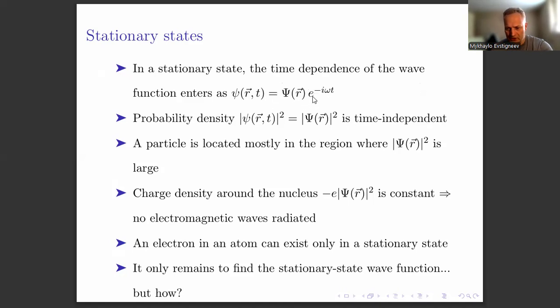So the total position and time dependent wave function is the product of the position dependent part, which I write as capital psi, and it is a function of position r. And the time dependence enters in the form of this exponential to the negative i omega t. The modulus squared of this wave function is just the position dependent part modulus squared. And it is time independent. And because it is the modulus squared of the wave function, which is the only measurable part of the wave function, it is for this reason such a wave function describes a stationary state.